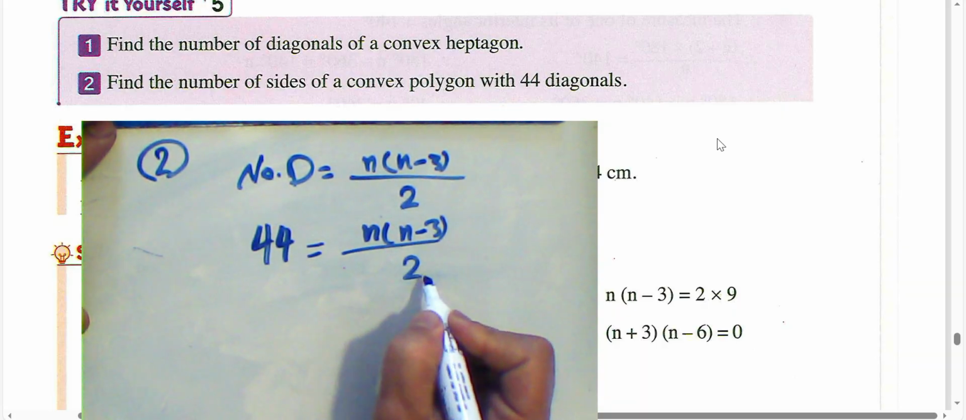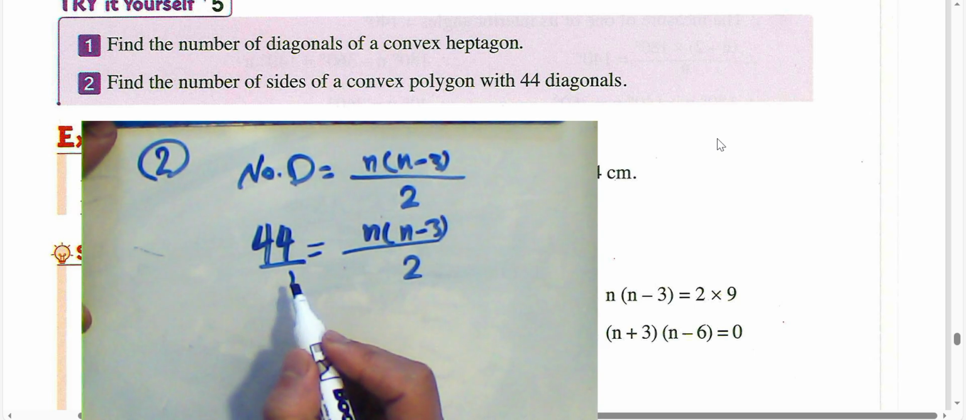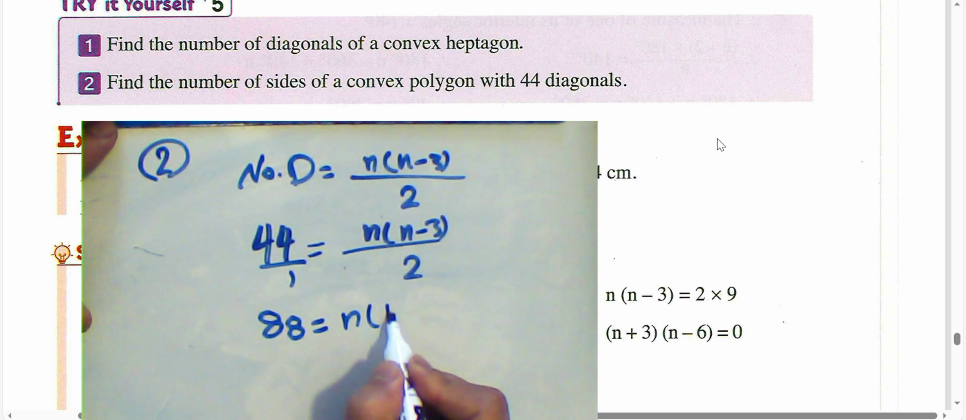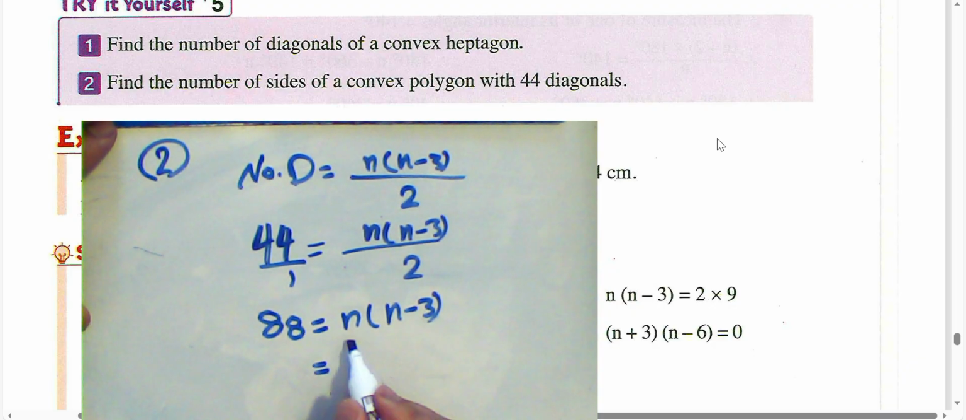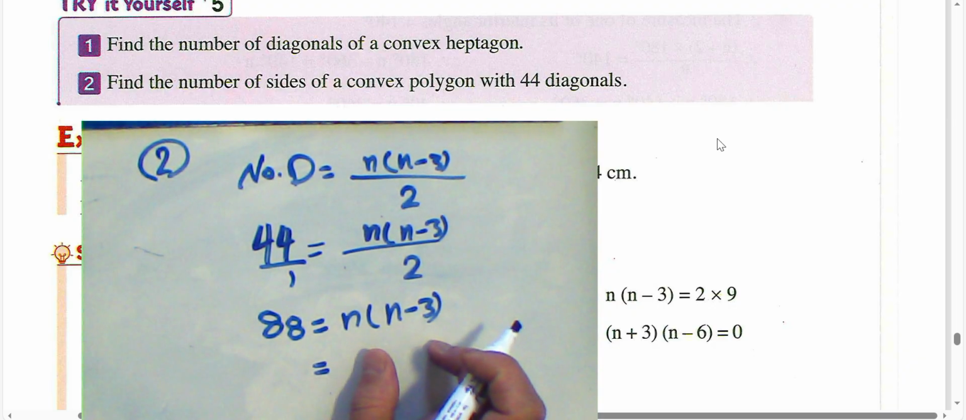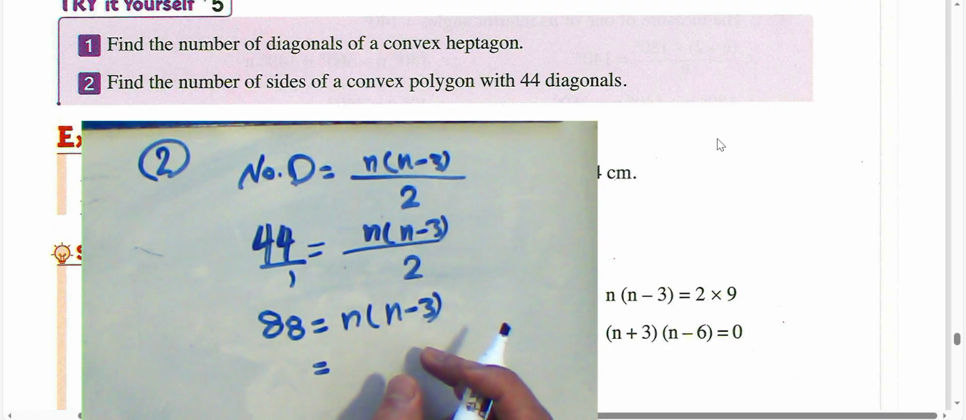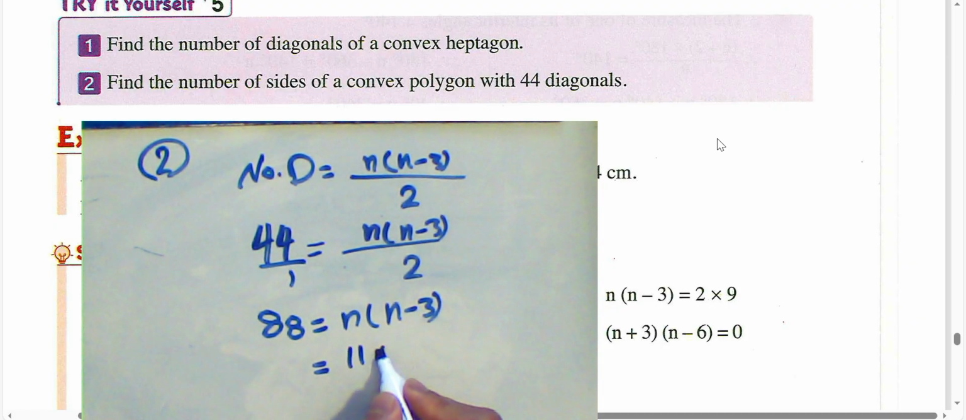Pay attention, okay? Cross-multiply: the product of the extremes equals the product of the means. 2 times 44 equals 88, which equals n times (n minus 3). n times what gives a product of 88, like 8 times 11. Then 11 times 8 equals 88, because n is 11 and 11 minus 3 equals 8. Then the number of sides is 11.